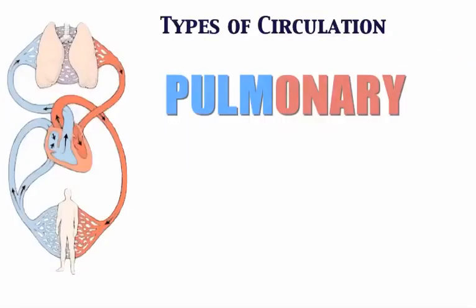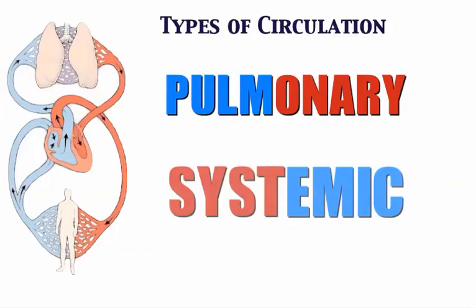Two types of circulation. Pulmonary circulation, which is circulation from heart to lungs back to heart. And systemic circulation is circulation from heart to body to heart again. Now, the reason that pulmonary is written as blue to red, the word pulmonary, is because, remember, you're going to the lungs to pick up oxygen.